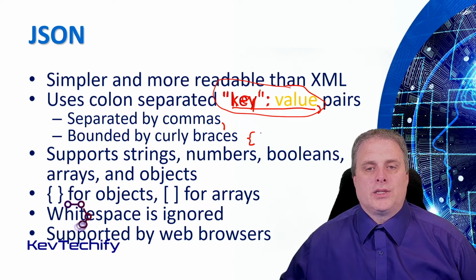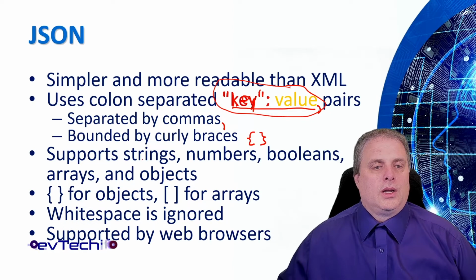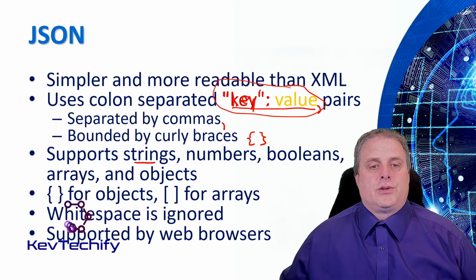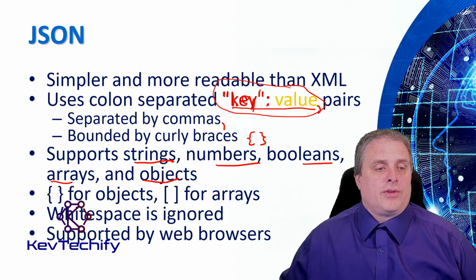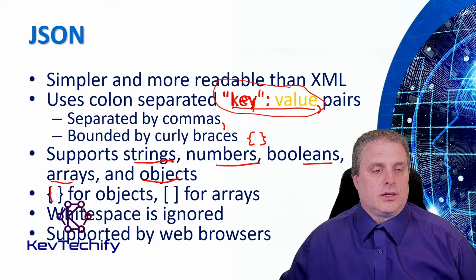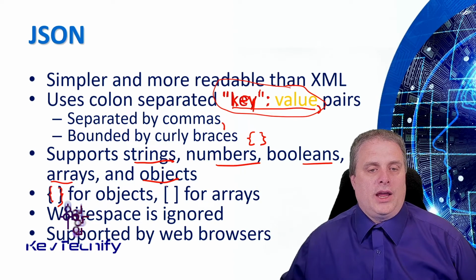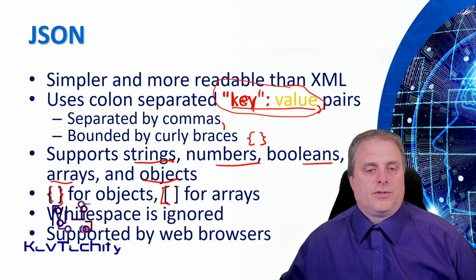These are curly braces if I can draw them. Now, JSON supports strings, numbers, booleans, arrays, and objects. Now, how can you tell what you're dealing with? We have curly brackets for objects, and then we have square brackets for arrays.